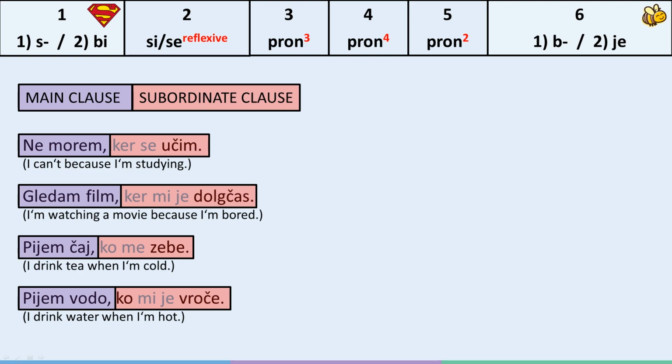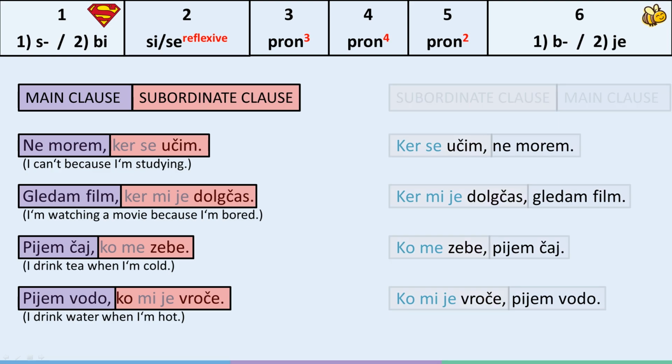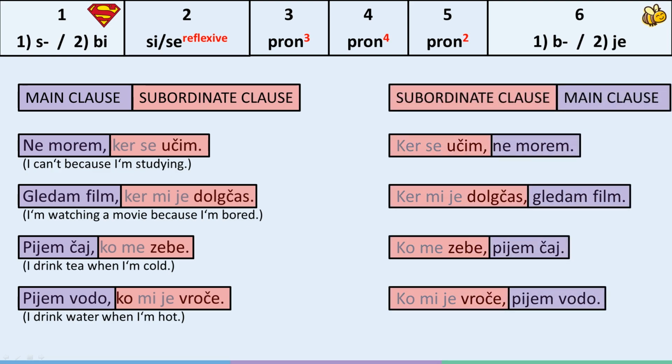However, we can put the subordinate clause first. Ker se učim, ne morem. Ker mi je dolgčas, gledam film. Ko me zebe, pijem čaj. Ko mi je vroče, pijem vodo. So a sentence can not only begin with a clitic if it's a question, but also if it's a sentence made up of several clauses with a subordinate clause coming before the main clause.